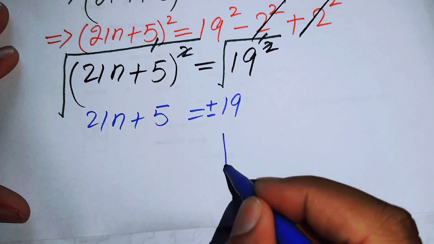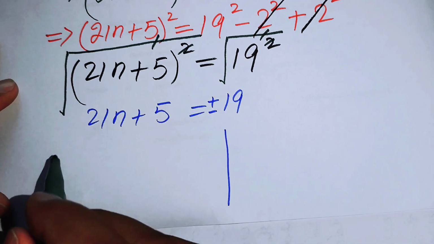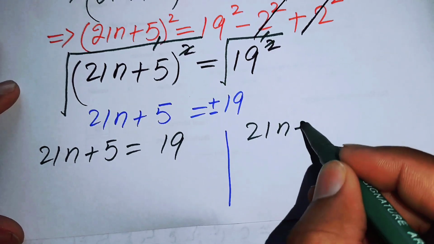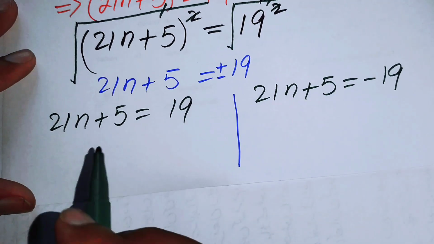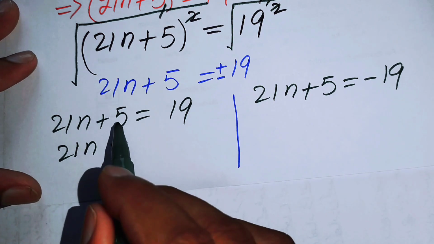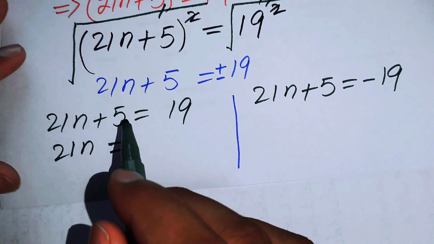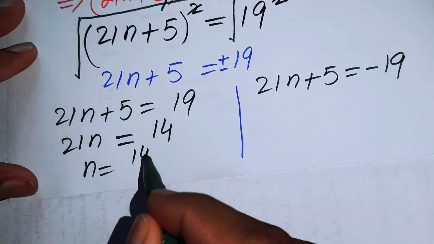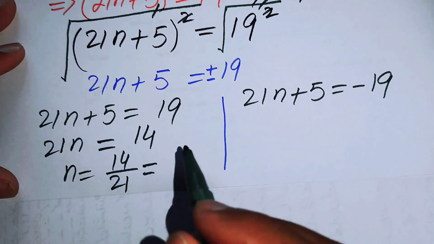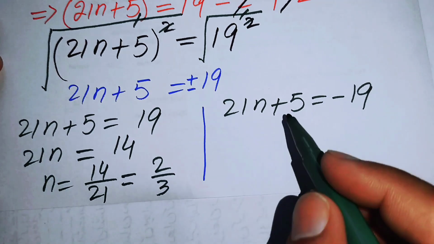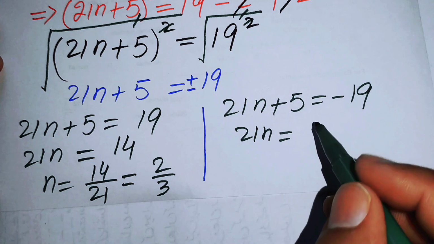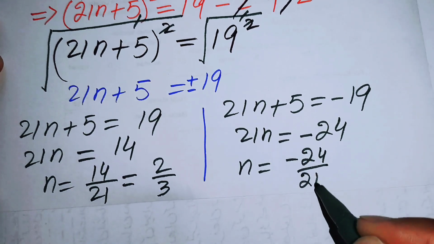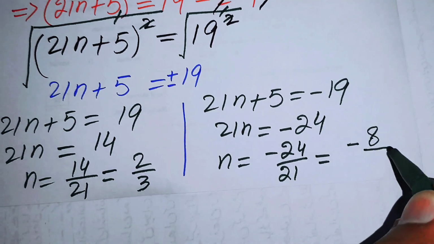Here we have two cases. The first case is 21n plus 5 is equal to 19, and the other case is 21n plus 5 is equal to minus 19. In the first case, we move 5 to the right hand side and get 21n is equal to 19 minus 5, which is 14, so n is equal to 14 over 21, and after cancelling these terms you get 2 over 3. Similarly, in the second case, 21n is equal to minus 19 minus 5, which is minus 24, so n is equal to minus 24 over 21, and after cancellation you get minus 8 over 7.